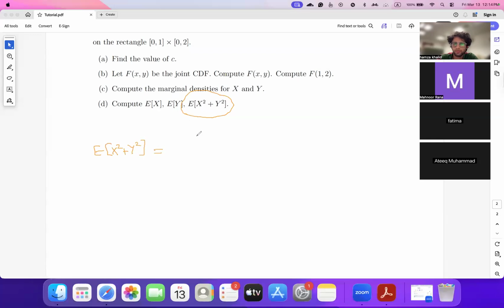What would this be equal to? I mean, simple, this thing and the joint, right? Probability of this, sorry, joint probability density function.